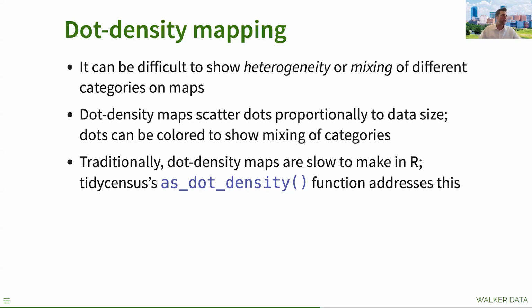They scatter dots proportionally to data size, and then they allow for mixing of the dots. And you can color the dots by category to show within, say, census tract heterogeneity. Traditionally, dot density maps have been slow to make in R, but the function in tidycensus, as_dot_density, leverages some newer R packages, and particularly the terra R package, to get this done. Now, terra isn't installed by default because it's a big package. So to run this code, you will need that terra package installed.